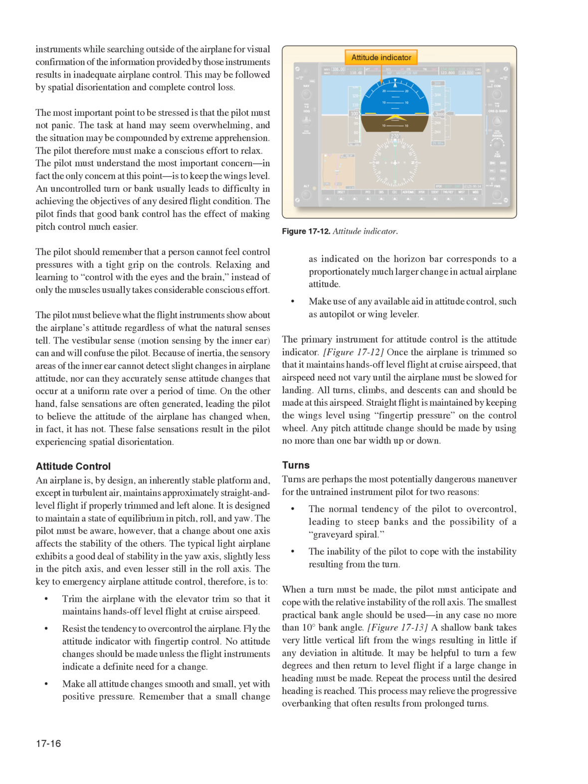Figure 17-13. A shallow bank takes very little vertical lift from the wings, resulting in little if any deviation in altitude. It may be helpful to turn a few degrees and then return to level flight if a large change in heading must be made. Repeat the process until the desired heading is reached. This process may relieve the progressive overbanking that often results from prolonged turns.